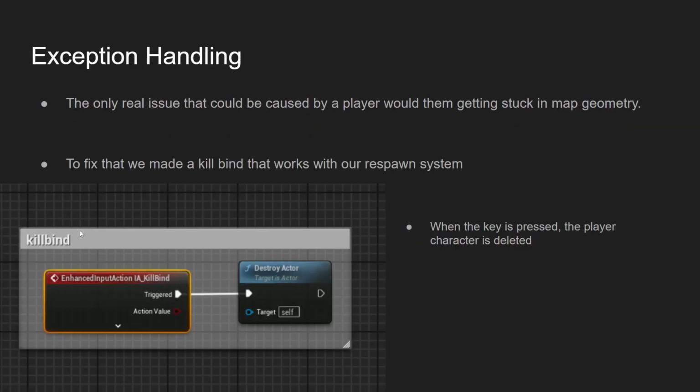For exception handling, we didn't really have many issues with people getting stuck or us getting stuck while testing the level, except for when they would actually get stuck in the most literal sense. To fix that, we made the kill bind mentioned before that when pressed destroys the player character, and then once the player character is destroyed, they are respawned by another system we have in place.